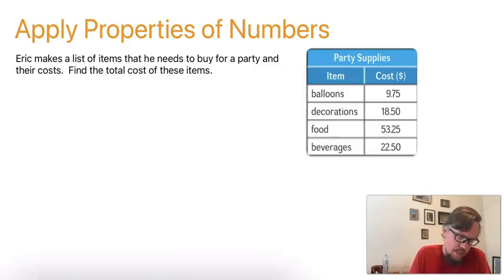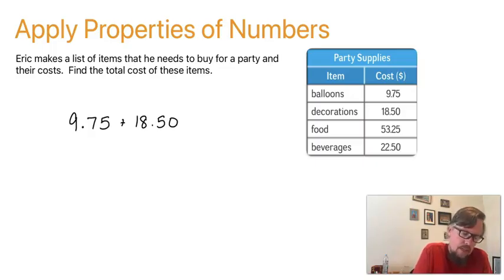So first of all, the numbers that we're going to add together are $9.75, that's the cost of balloons. We're going to add $18.50. Then we're going to add $53.25. And then we're going to add $22.50.